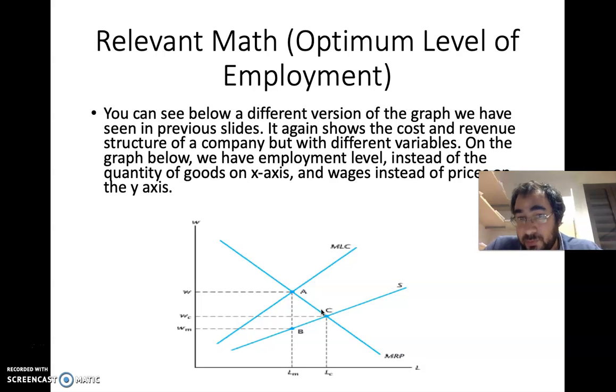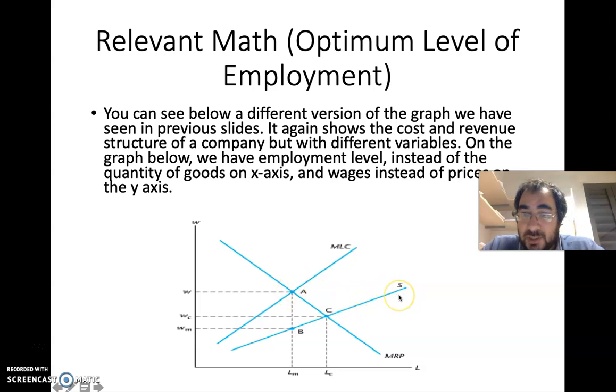So the analysis will be practically the same if you don't have a monopoly. The company was not a monopoly in the product market. In that case, basically, this marginal revenue product curve will be a horizontal line, because the marginal productivity of the workers is the same. If marginal productivity of workers change, in that case, this marginal revenue product curve could be again a line like this.